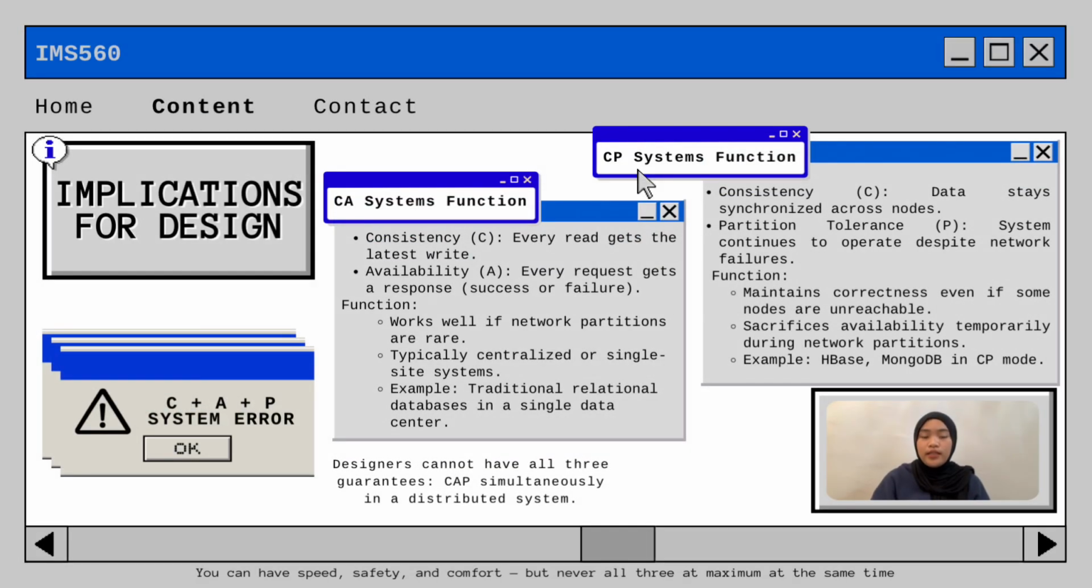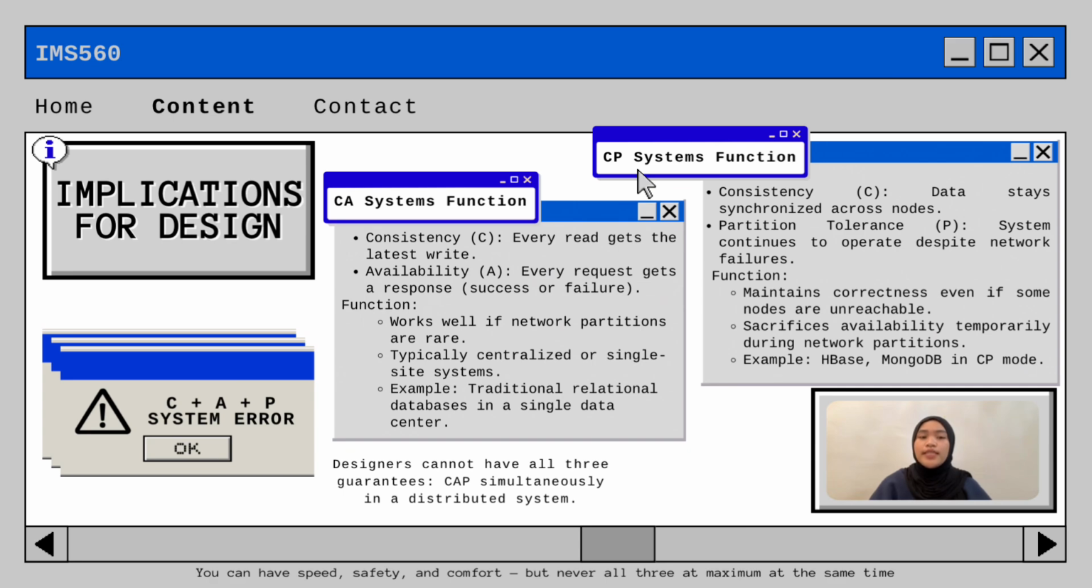Implications for system design. The CAP theorem tells us that in a distributed system, we cannot achieve all three of consistency, availability, and partition tolerance at the same time. So system design must prioritize two based on what the system needs most. For example, CA prioritizes consistency and availability, suitable for a single-site system. CP prioritizes consistency and partition tolerance, suitable where data correctness is critical. And the last one is AP, which prioritizes availability and partition tolerance, suitable for systems that need high uptime.